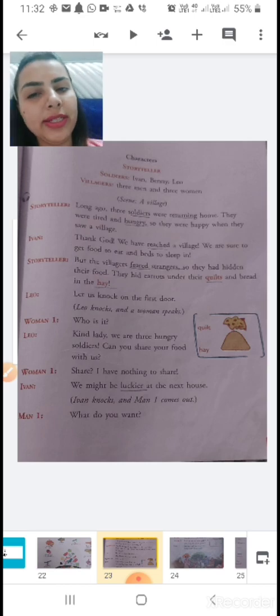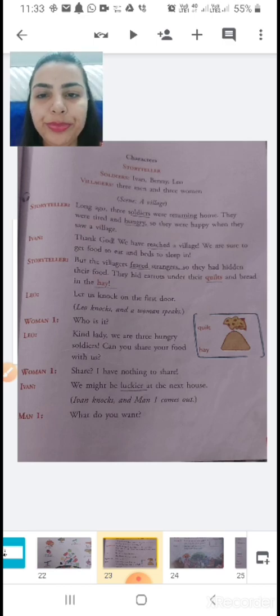Okay, now let us start the story. The storyteller tells us the story. Long ago, 3 soldiers were returning home. They were tired and hungry.